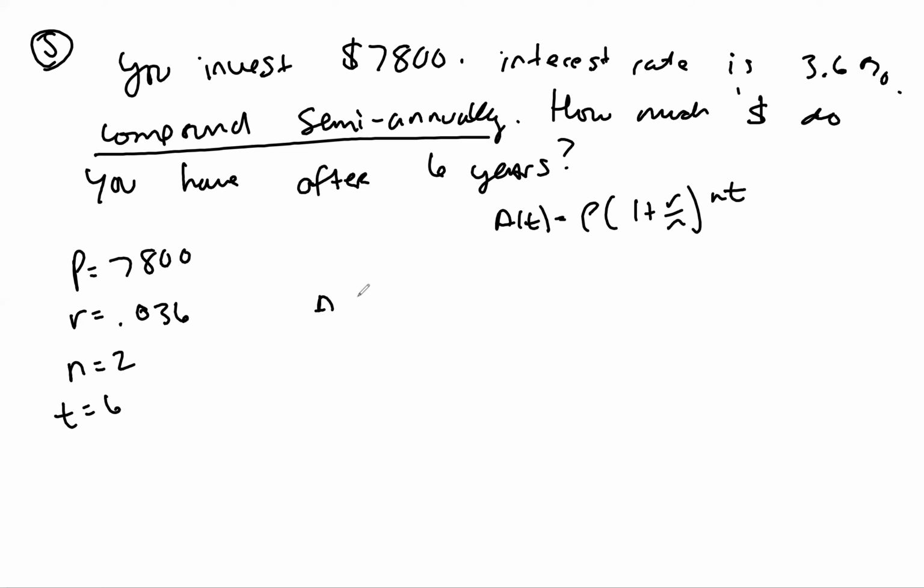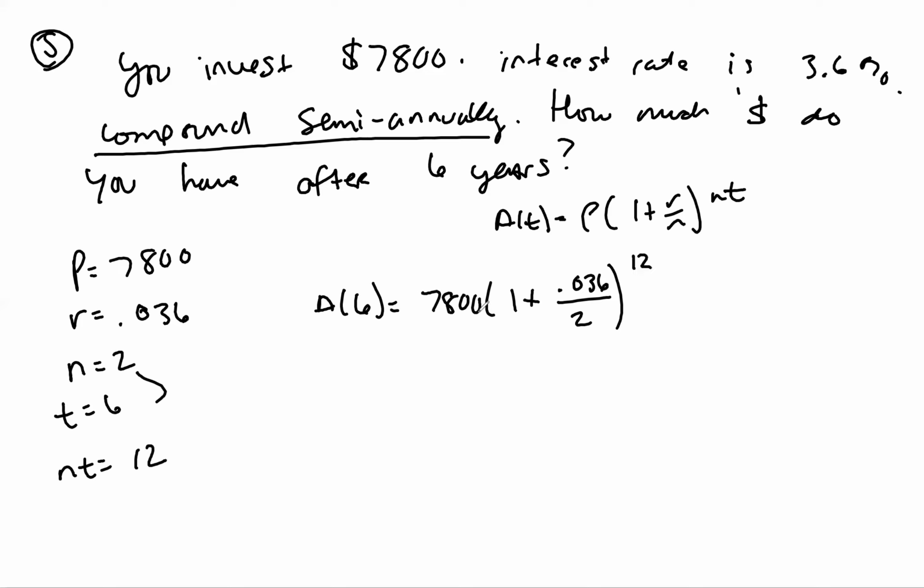So I'm going to say that A of 6 equals P, 7,800, parenthesis, 1 plus the rate, 0.036, over the end value of 2. Oops, we got to go back. We forgot to determine what NT was. We just multiply these together, and we get NT is 12. And so we have 7,800, parenthesis, 1 plus the rate, 0.036 divided by 2, raised to the 12th.